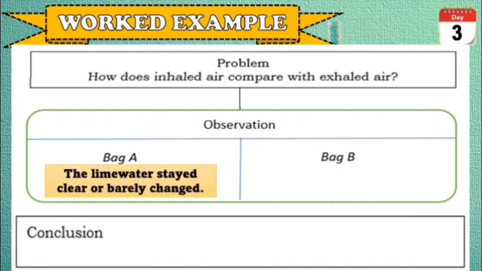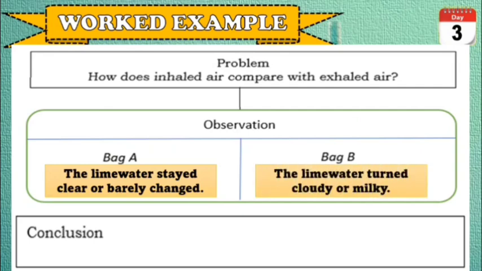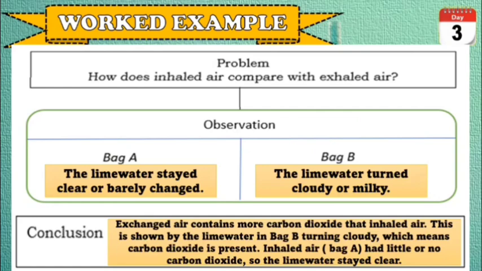In bag A, the lime water stayed clear or barely changed, while in bag B, the lime water turned cloudy or milky. Conclusion: exhaled air contains more carbon dioxide than inhaled air. This is shown by the lime water in bag B turning cloudy, which means carbon dioxide is present. Inhaled air, which is bag A, had little or no carbon dioxide, so the lime water stayed clear.